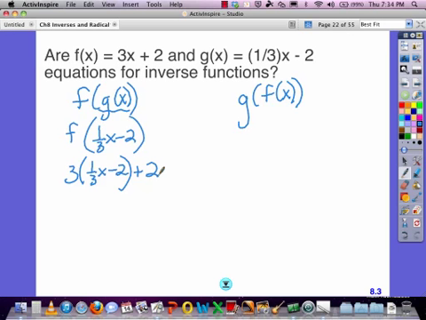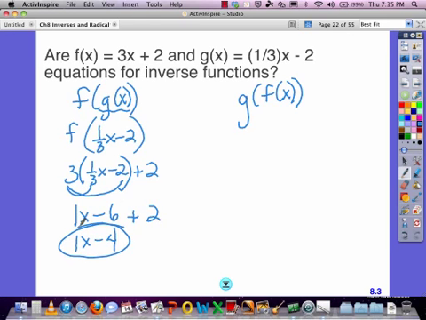Now, order of operations, we definitely have to multiply first, so 3 times 1/3, 1x. 3 times the negative 2, negative 6. And we still have that plus 2 on the outside. Let's do a little more math. 1x subtract 6, or negative 6 plus 2 would give us a negative 4. All right, we've got a 1x minus 4 as our final result.